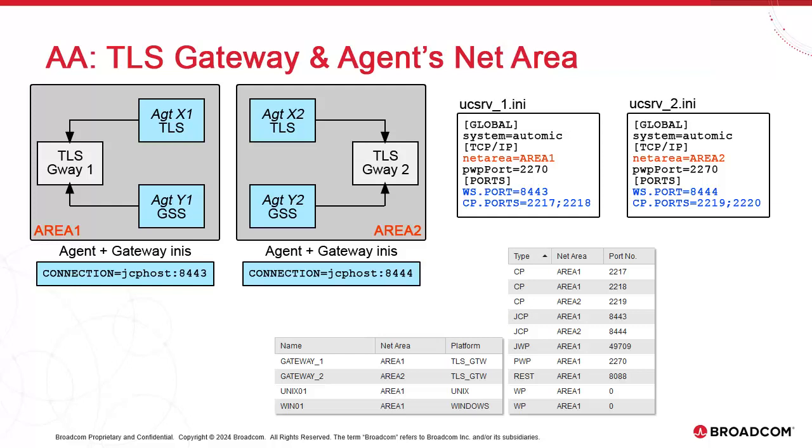This is relevant to the service packs because until now, when a file transfer executed between a TLS and non-TLS agent, the agent would rely on a TLS gateway chosen randomly, without consideration for the net area. This has been addressed. Agents will default to TLS gateways associated with their matching net areas for both consistency and performance.